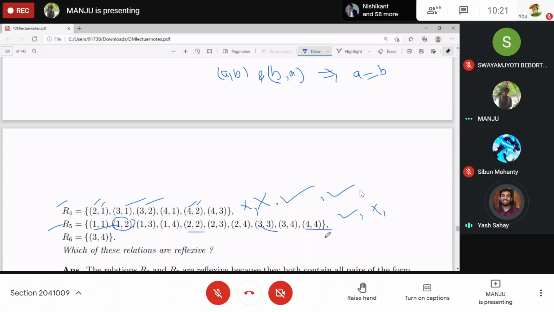No, ma'am, not transitive. Why is it so? Can you give me a counterexample? Ma'am, (1,2) is there and (2,2) is there, but (1,2)... Wait, wait, wait. Yeah, this is there. Transitive, ma'am. Transitive.